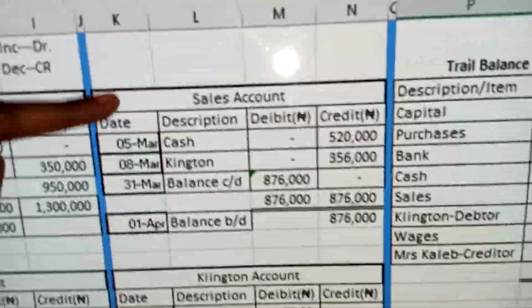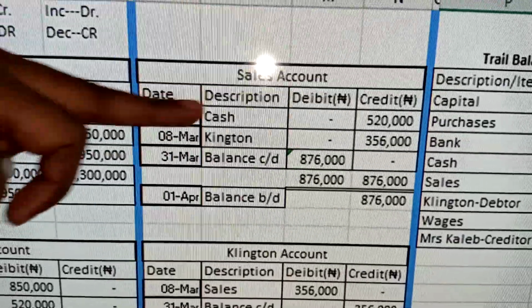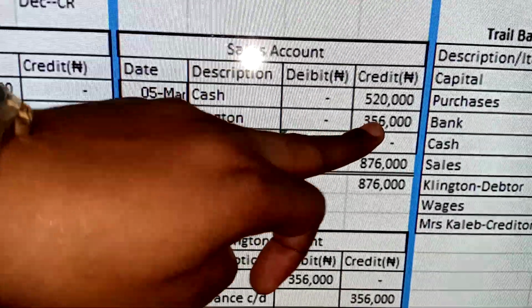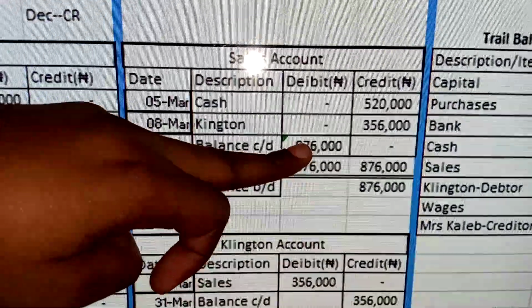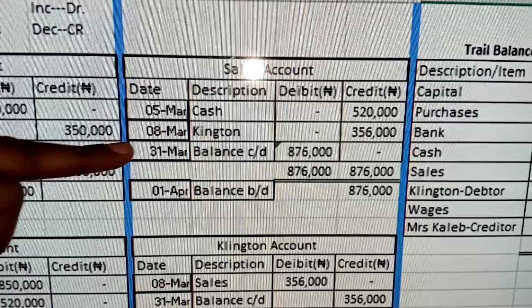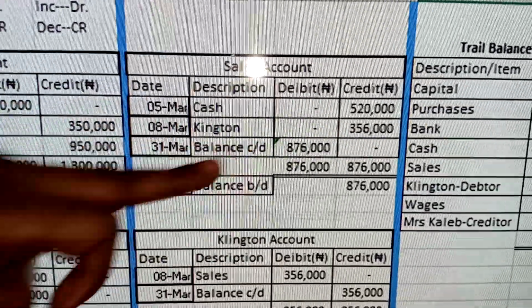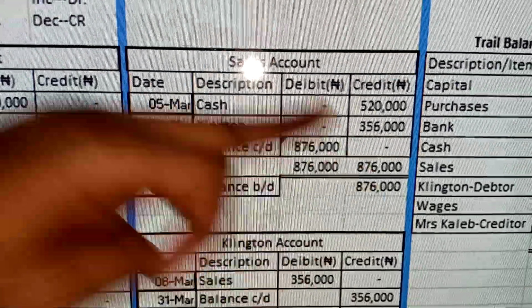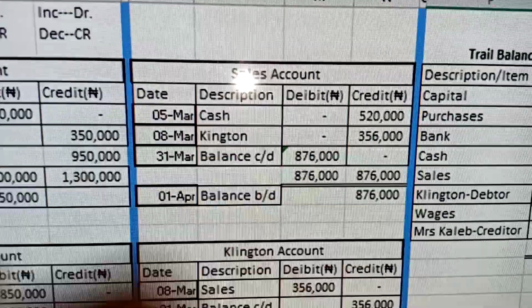So now we have the sales account. There are two items in the sales account here, cash and Clinton. So we have 520,000 and 356,000. The credit side is higher than the debit side by 876,000, which is the balance carried down you're seeing here. The balance carried down becomes the balance brought down in the credit side. By virtue of that, the sales account has a credit balance.